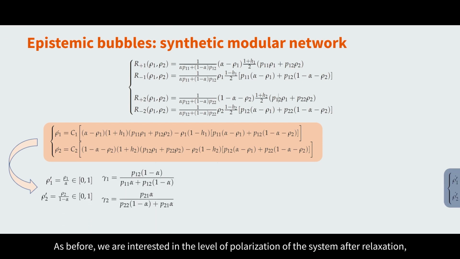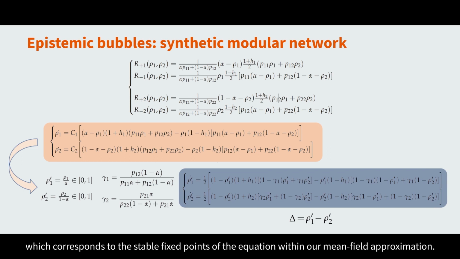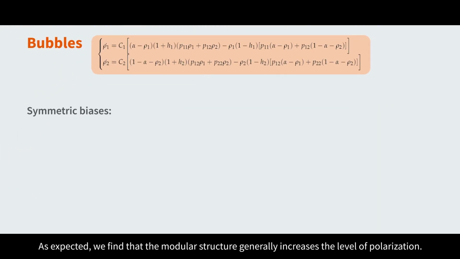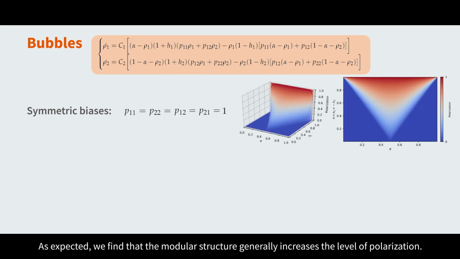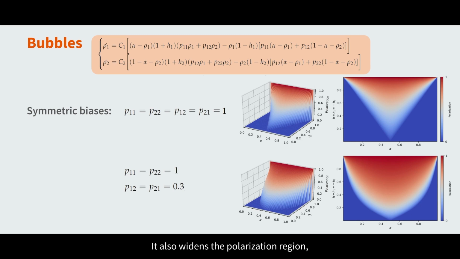As before, we are interested in the level of polarization of the system after relaxation, which corresponds to the stable fixed points of the equation within our mean field approximation. As expected, we find that the modular structure generally increases the level of polarization. It also widens the polarization region, as can be seen in the figures for symmetric communities.